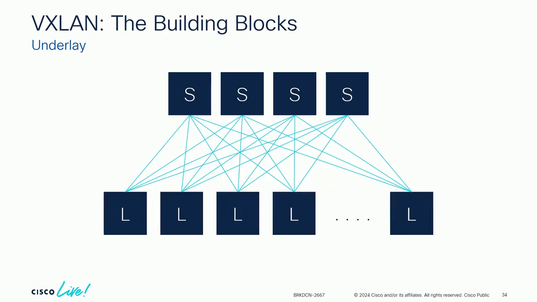4 spines across the top. We've got a variety of leaves here that are illustrated across the bottom. As I talked about, everything is fully meshed. Leaves don't connect to leaves, spines don't connect to spines, but all leaves connect to all spines. And this is typically always the best practice that we recommend for how you go about building these types of networks.